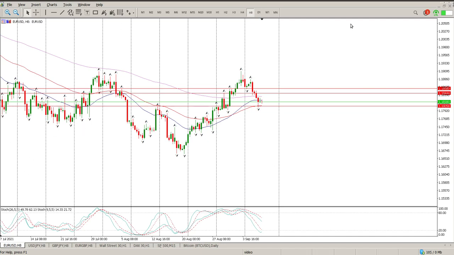Starting off with Euro USD, on the 8 hour, you can see the last two 8 hour sessions have pretty much been nothing. We have tagged this level to the downside that I gave you yesterday, and that is 118.058. Look at the oscillators. Oscillators are starting to look very interesting for opportunities to buy into this.